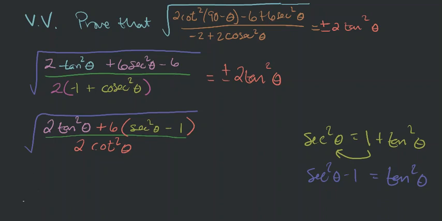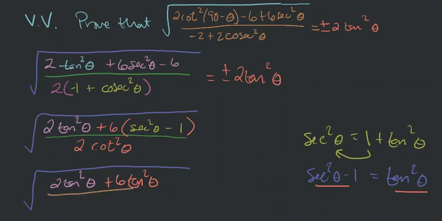So let's try to write this down again. And in the top, we're going to have 2 tan squared theta plus 6 times, instead of writing yellow, I'm going to write tan squared theta. And that's going to all be divided by 2 cotangent squared theta. And this is all still supposed to equal plus or minus 2 tan squared theta.